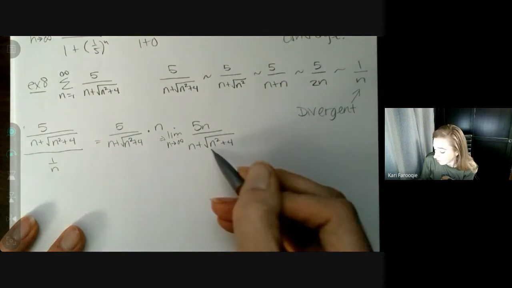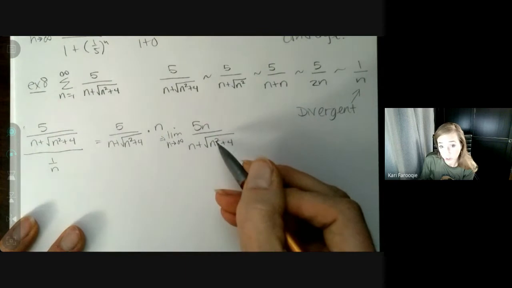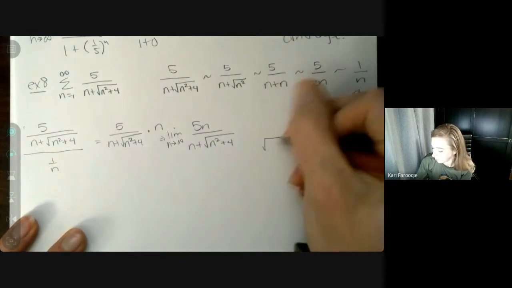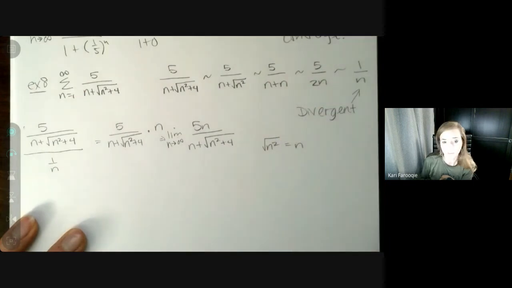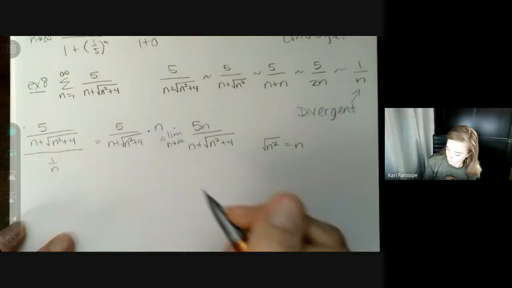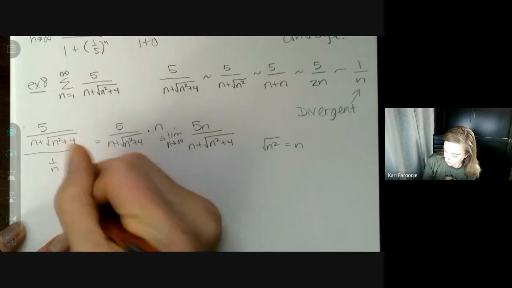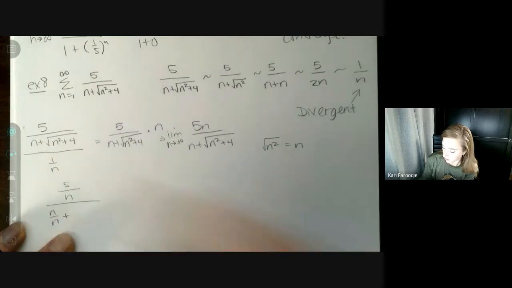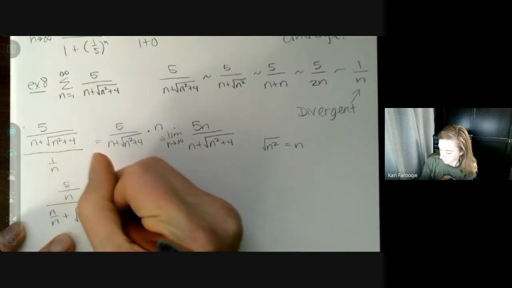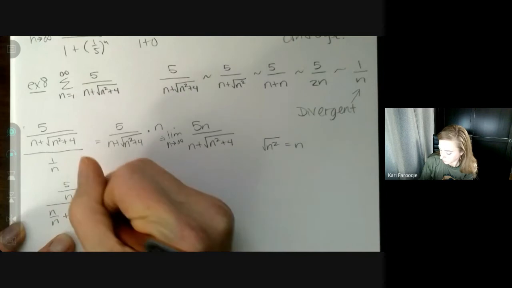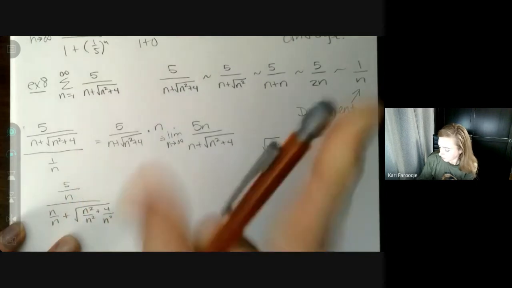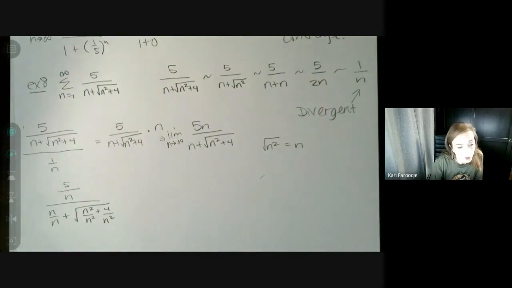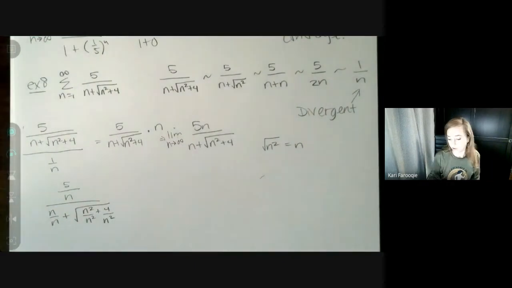So under the radical, I'm going to divide by n squared. I'm going to keep it under the radical, but everywhere else, I'm going to divide by n. Remember, the square root of n squared is n. So I'm going to take 5 and divide it by n. And then in the denominator, I'll have n divided by n plus the square root of n squared plus 4. And in the radical, I'm going to divide each term by n squared because I'm underneath the radical in that case.